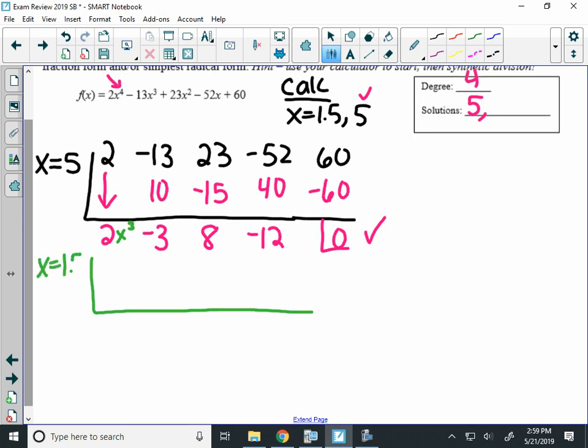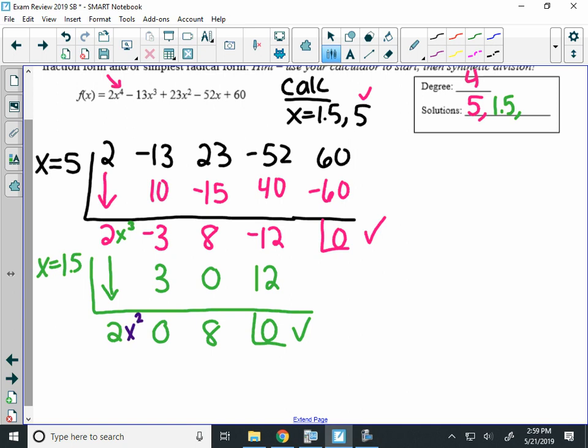Let's check 1.5. I'm going to bring down the 2. 2 times 1.5 is 3. Those add to 0. 0 times 1.5 is 0. Those add to 8. And 8 times 1.5 is positive 12. Those add to 0. Because the remainder is 0, we verified that 1.5 is a root. Now here's what I have. When I dropped down first, I started with x to the 4th, I had x to the 3rd. Once I divided once. When I divide a second time, this is 2x squared plus 0x plus 8. That's the quadratic that I'm left with.